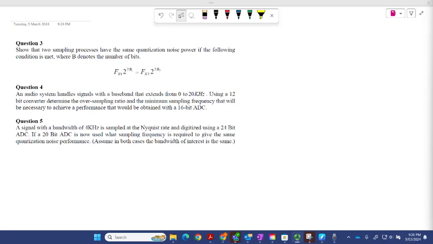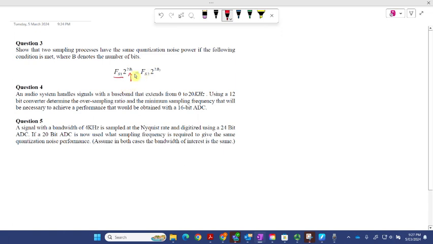Let's talk about oversampling. Question 3 asks you to prove this one. I'm going to do this during the lecture this week, so I will not do that here, but I just introduce this equation so you can use it to do number 4 and number 5. Okay, so this is one sampling frequency, multiplied by 2 to the order of B1, where B1 is how many bits the ADC has.